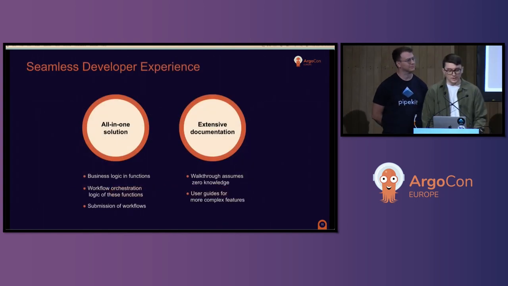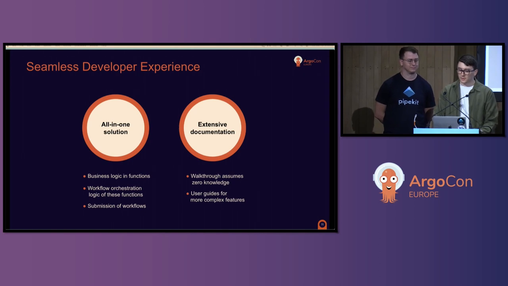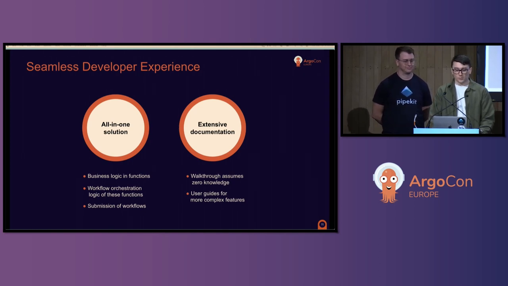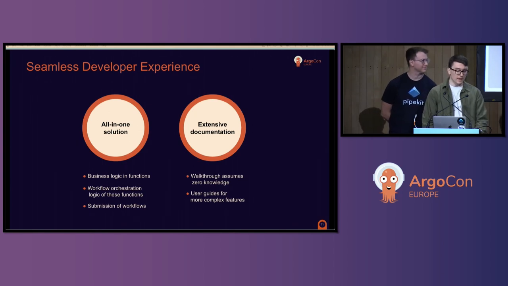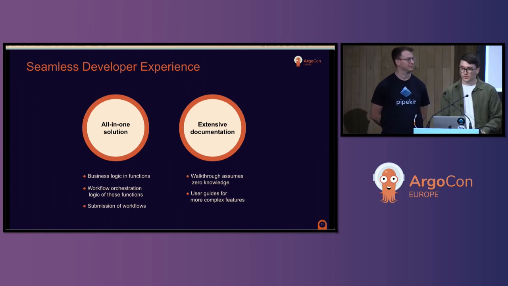So Hera's main goal is to let you focus on your business logic and make orchestration easy. So it's the all-in-one solution for you to write your business logic, orchestration logic, and submit all in Python. And the extensive documentation for Hera is something I'm proud of contributing. It offers a comprehensive introduction to Argo and Hera with a from zero walkthrough, from zero to Hera hero, and offers user guides for its more complex features.